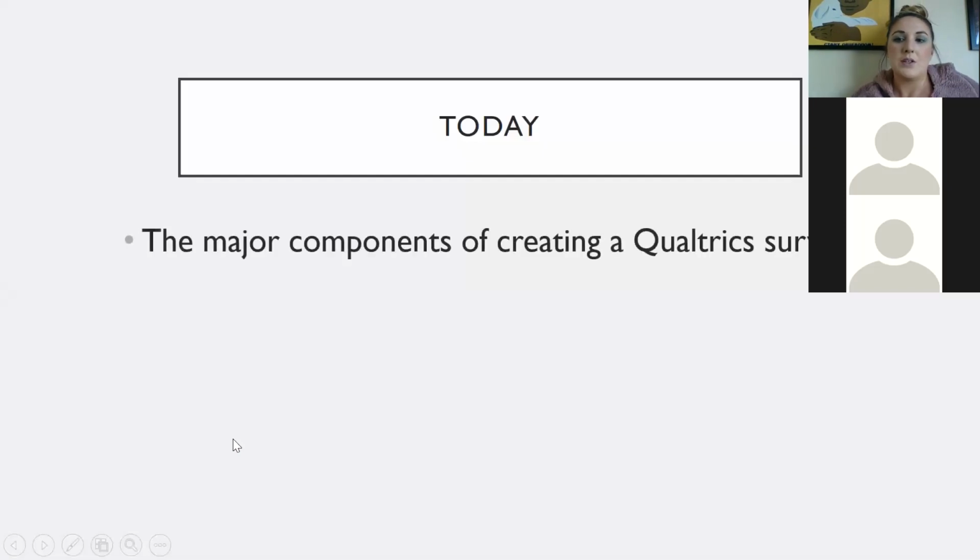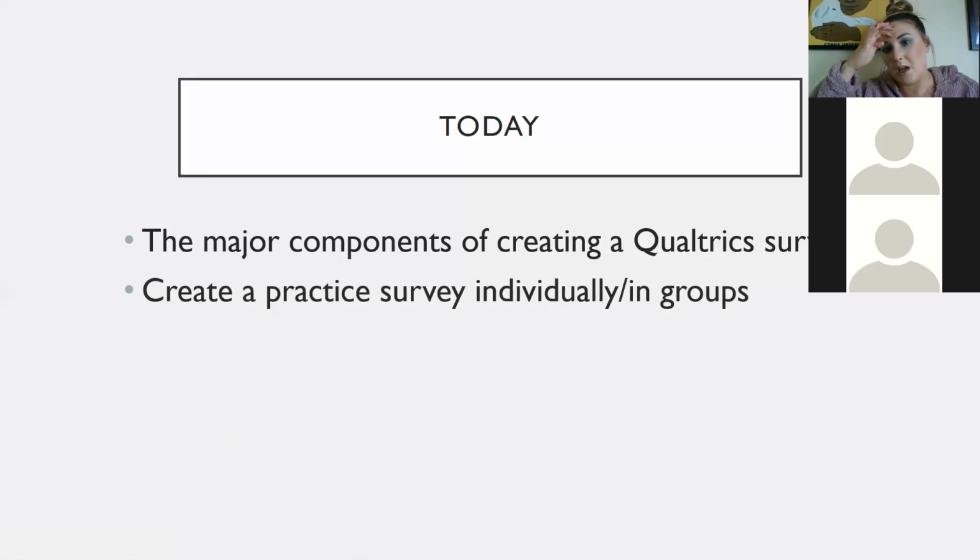Okay. So what I'm going to do is cover the major components of creating a Qualtrics survey, the basic info that you need to know. Again, it's all pretty user-friendly stuff that you might be able to hash out on your own, but I do want to make sure that we have a good baseline. You should create a practice survey that you can do individually. You can always get together with your group mates or any other classmates and create a practice survey just for fun to get a little bit of practice.